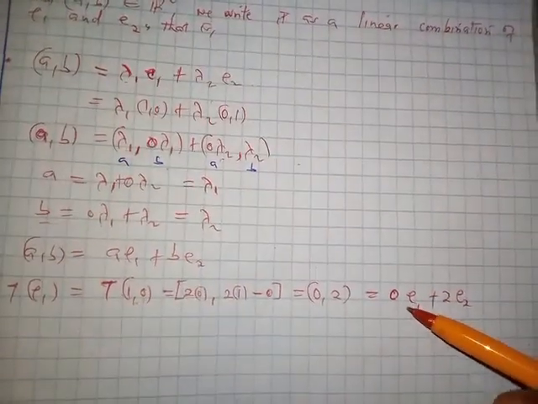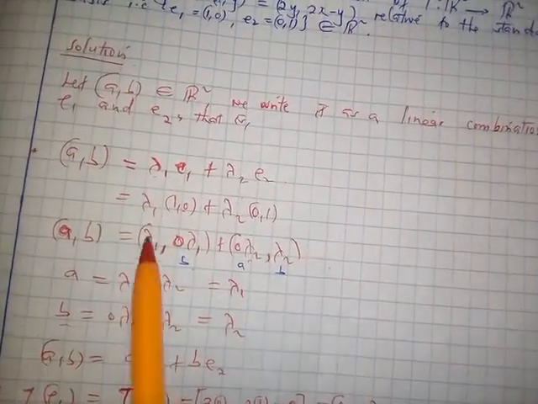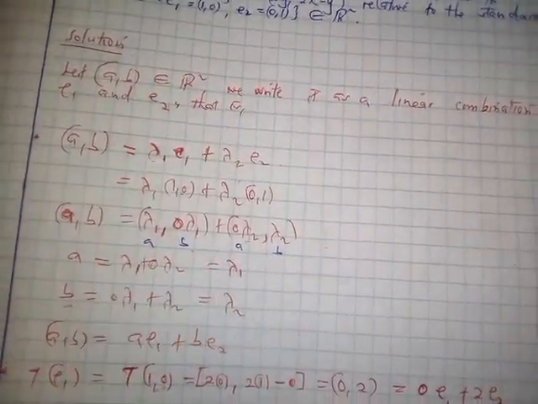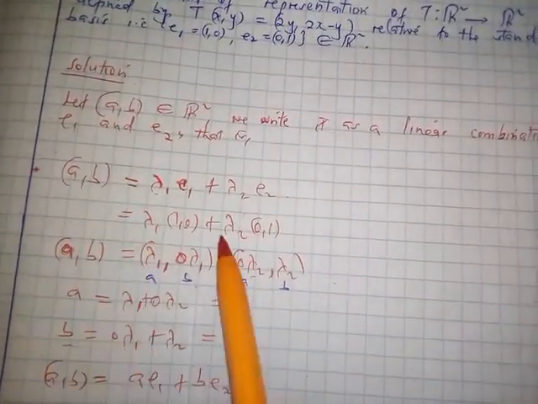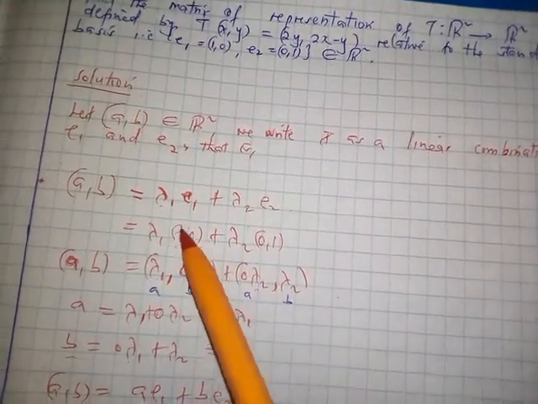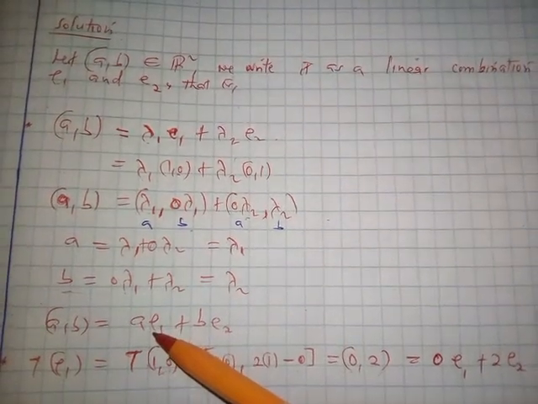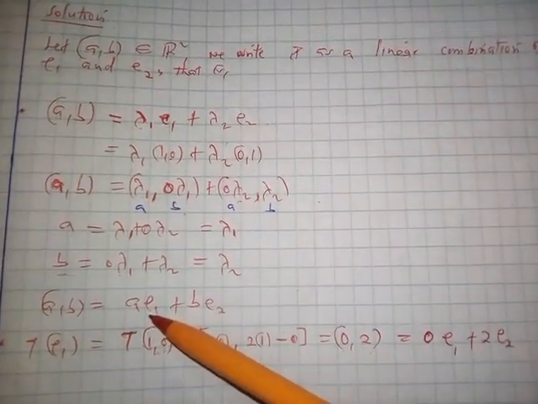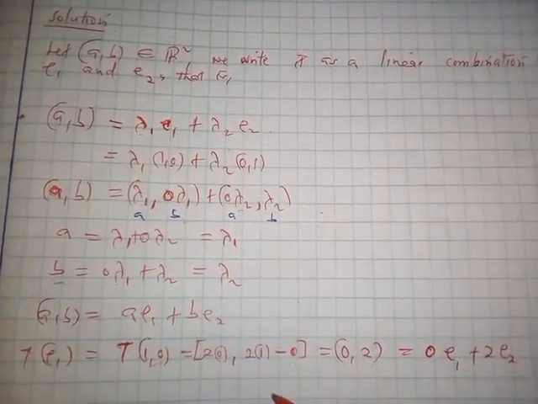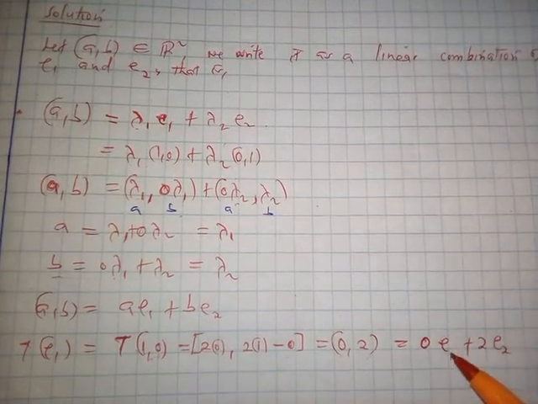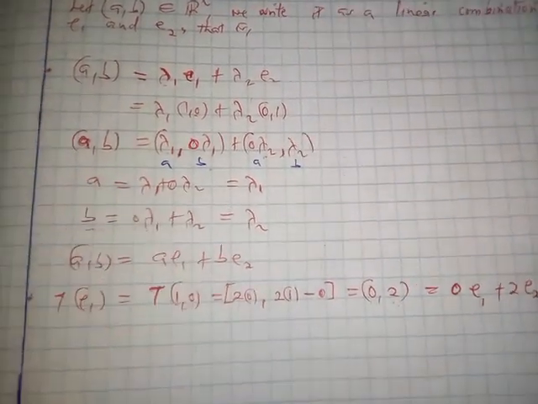Why have we written it this way? Because remember, this is for a, this is for b, and we have said that (a, b) is equal to a E1 plus b E2. So this is for a, so we write 0 E1. Then for b it is 2 E2.